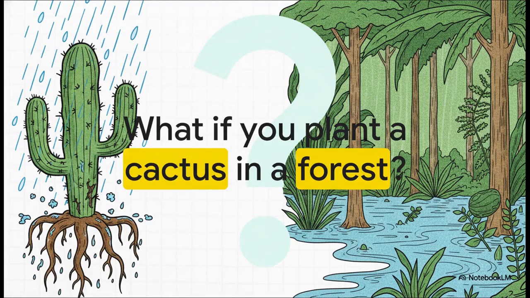Okay, here is a special HOTS, higher order thinking skills question for you. Imagine you take a cactus from the dry desert and you plant it in a very wet, rainy forest. What do you think will happen? Think about those deep roots searching for water and that fleshy stem meant to store it. In a flooded forest, its roots would just rot, and its stem would take in way too much water and burst. It simply isn't adapted to live there.